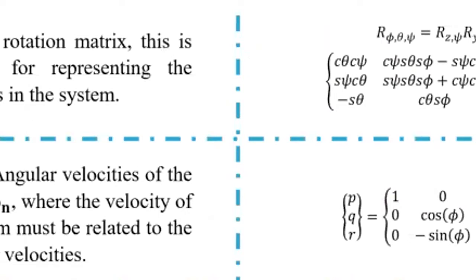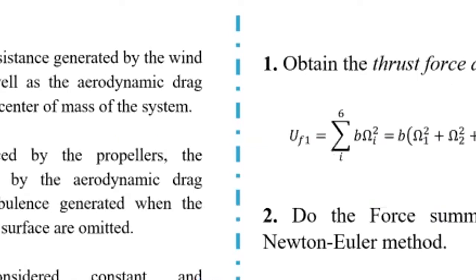The methodology for the kinematic model consists of 3 steps, which are: obtain the total rotation matrix, calculate the angular velocities of the inertial system, and obtain the vector of angular velocities. In relation to the dynamic model, these considerations were taken into account.